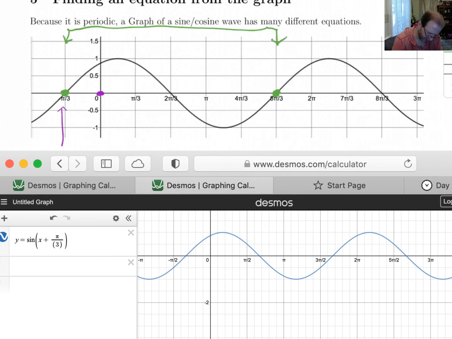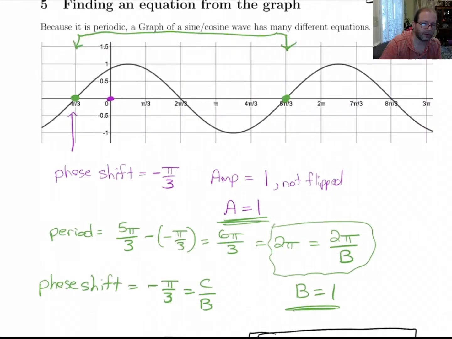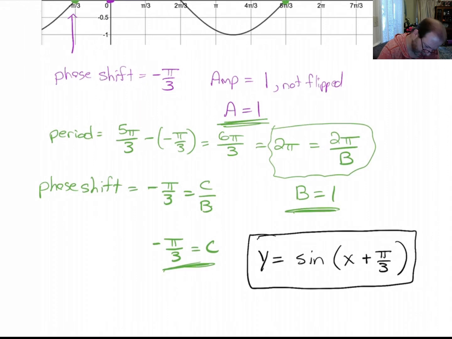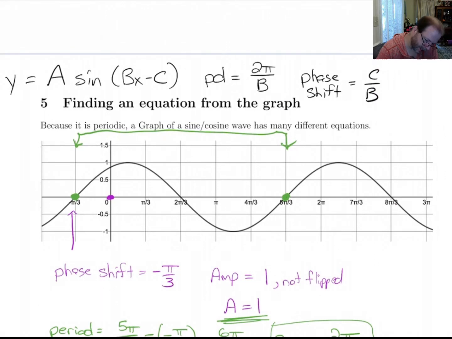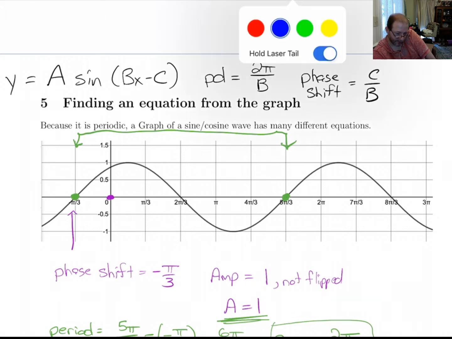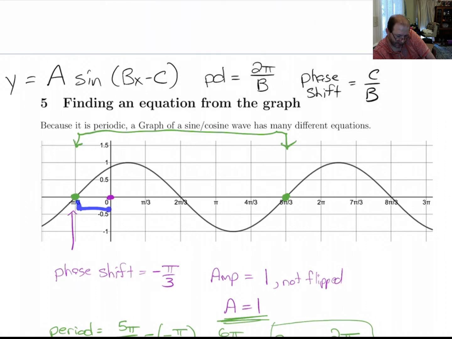Can we find another one? The answer is yes. We can find more equations for this. Actually, before we do that though, notice something. If you were paying attention and you were thinking about what we did a good while back when we talked about horizontal shifting, you might have looked at this and said, "Oh, this is just a sine wave. It's shifted back pi over 3."